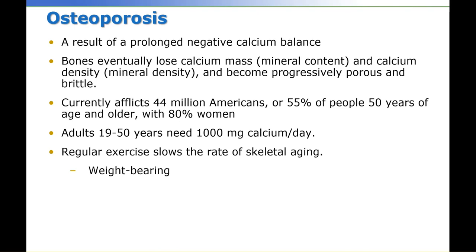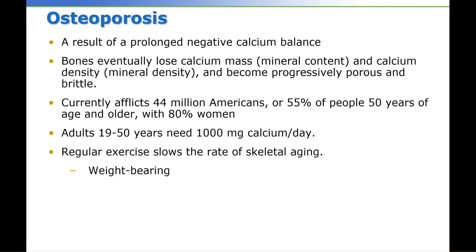Osteoporosis. It results from prolonged negative calcium balance. There's not enough calcium, so bones eventually lose calcium, mass, mineral content, and density, and progressively become porous and brittle. It affects 44 million Americans, or 55% of people 50 years of age or older, 80% being women. Adults 19 to 50 years need 1,000 milligrams of calcium daily. Regular exercise slows the rate of skeletal aging.